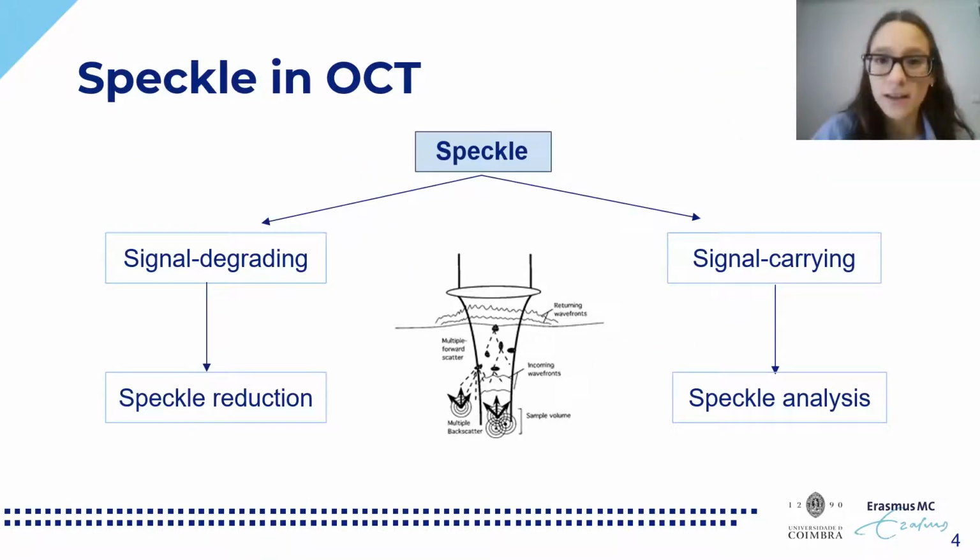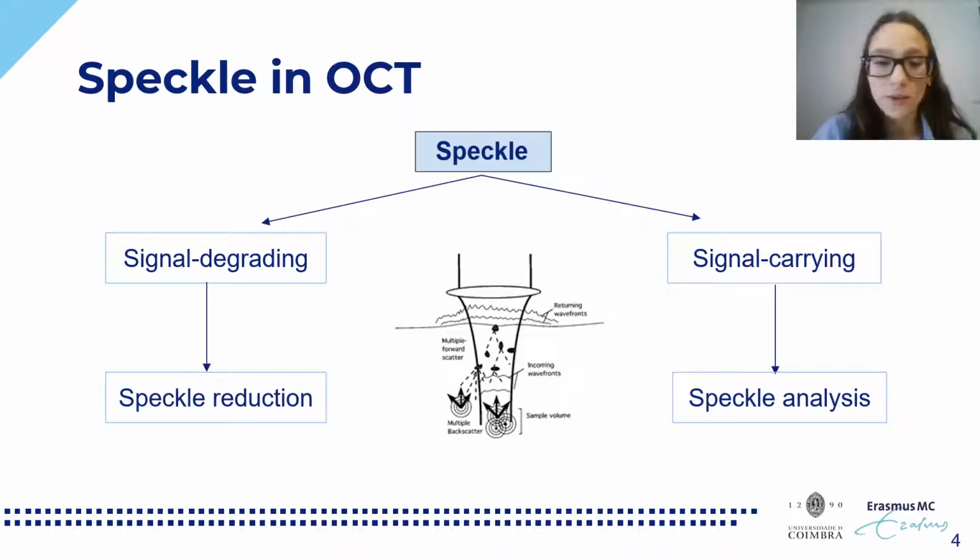So what exactly is speckle and how should we treat it? For a lot of years, speckle has been considered a source of noise, a drawback of all coherent light sources. However, that might not be the case, as it is proved that speckle can have a double role, as a source of noise, so signal-degrading speckle, but also as a carrier of information, so signal-carrying speckle.